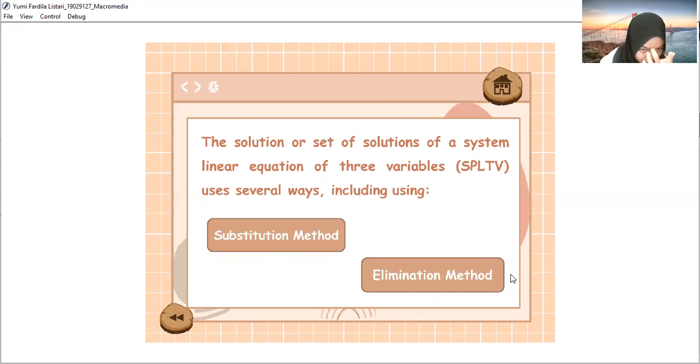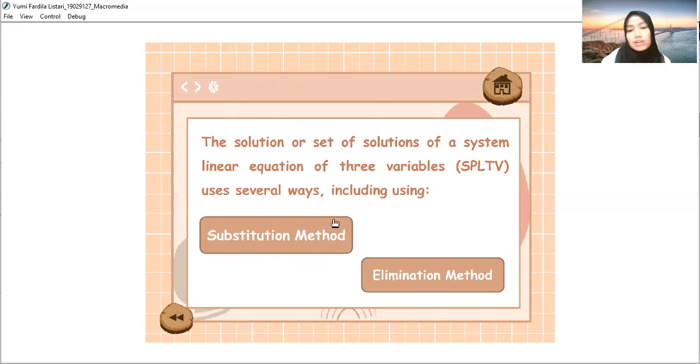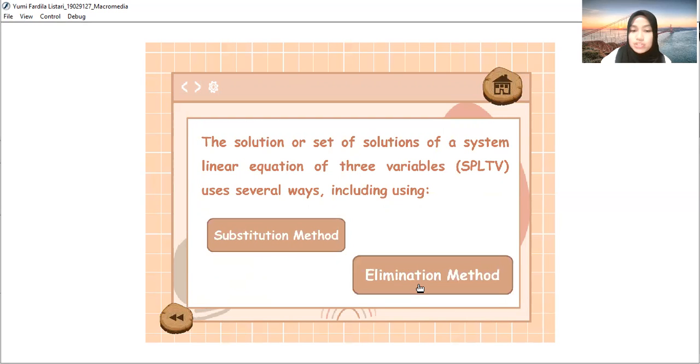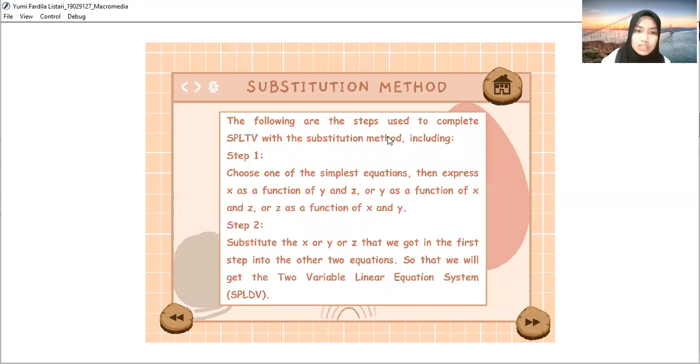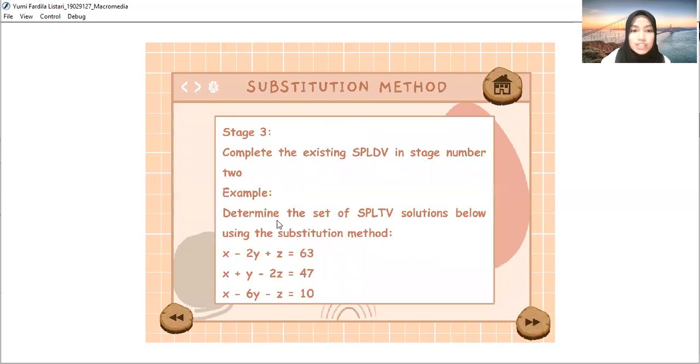The student can click the substitution method or the elimination method to see the definition and example. First, let's see the substitution method. This is the step for how to solve the problem. There are step 1, step 2, step 3, and an example problem with the substitution method.